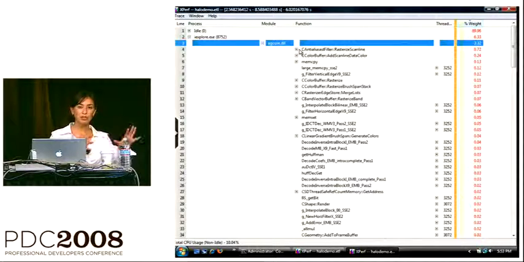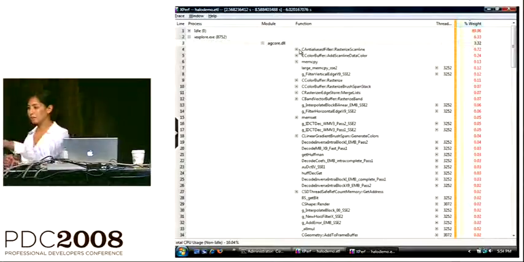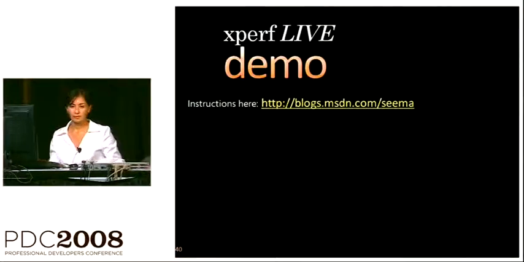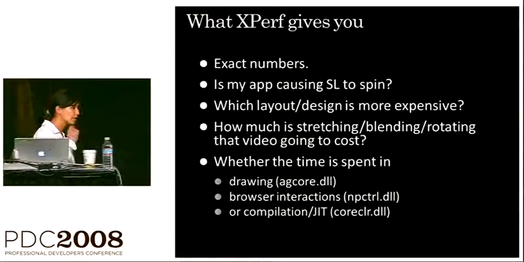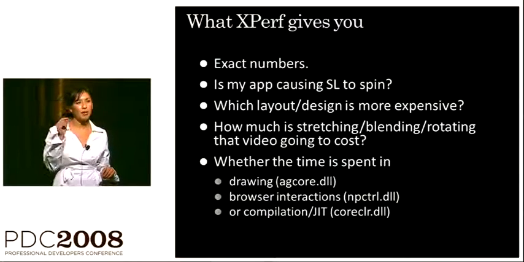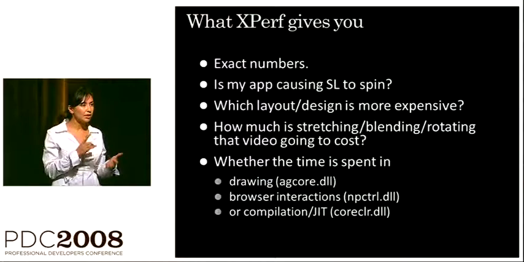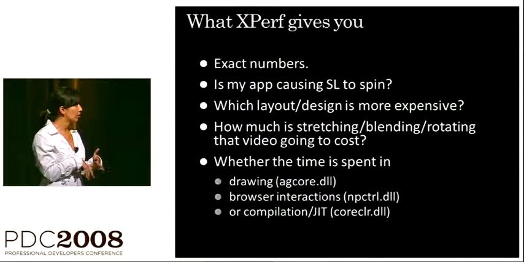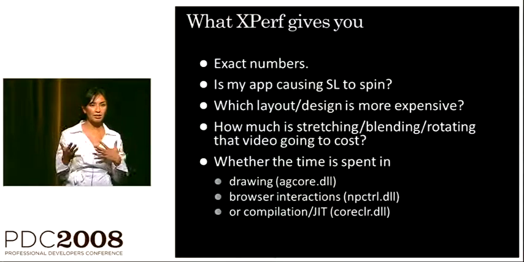Now, most of us, even internally, can't figure out exactly what's going on within the different call stacks of Silverlight. But what we can figure out is the answer to these specific questions. XPerf allows you to get exact numbers of how much time was spent in which module of Silverlight. It will allow you to tell exactly whether Silverlight is actually spinning, and then it can identify which layout or design is more expensive.